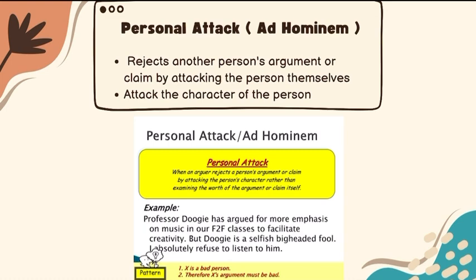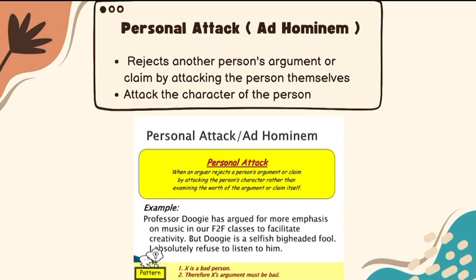Personal attack. The fallacy of personal attack occurs when someone rejects another person's argument or claim by attacking the person themselves rather than addressing the merits of the argument or claim. In this fallacy, the arguer typically uses the following flat pattern of reasoning: attack the character of the person making the argument, then conclude that the person's argument is invalid or worthless because of their character.